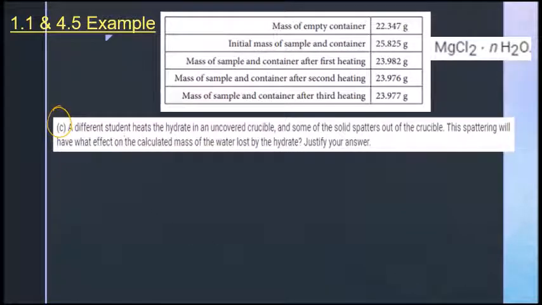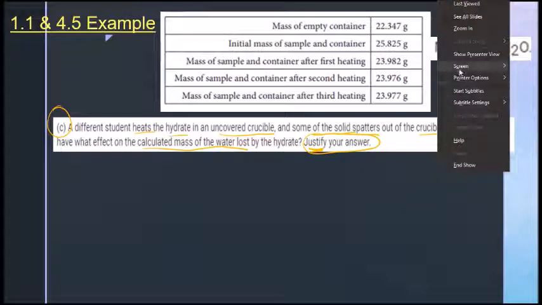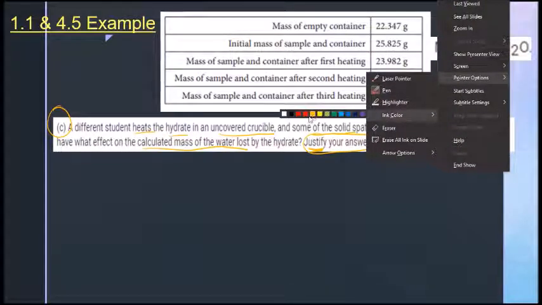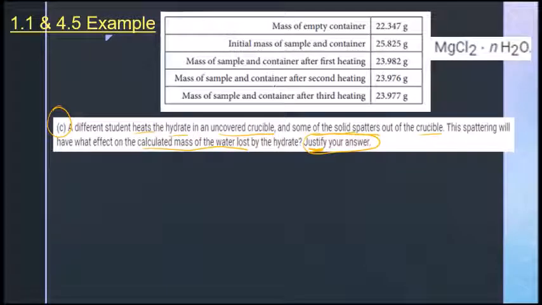A different student heats the hydrate in an uncovered crucible and some of the solid spatters out of the crucible. This spattering will have what effect on the calculated mass of the water lost? Justify your answer. Here's that justify popping up. So the spattering part, we need to decide what is that going to do to our data here? Which part of our chart is that going to affect? Which value on the chart? If some of it spatters out.